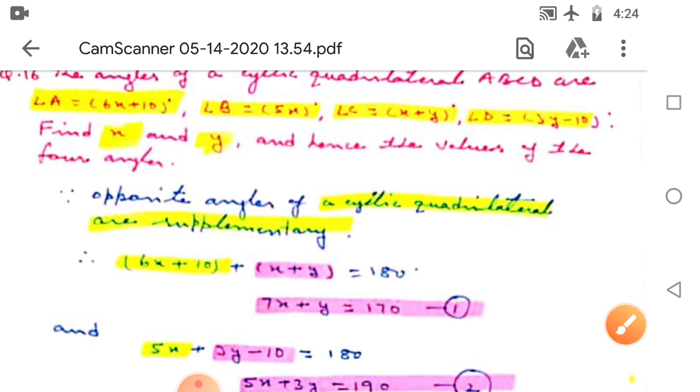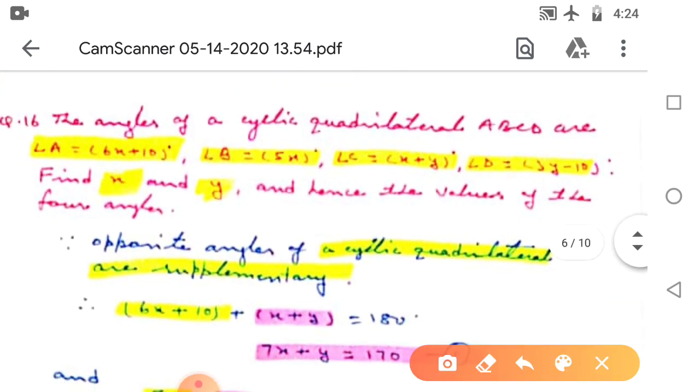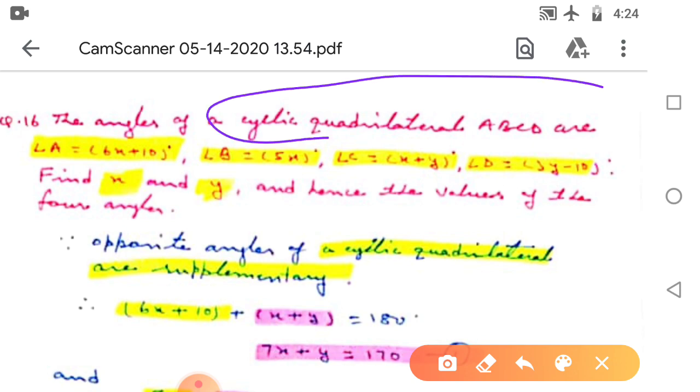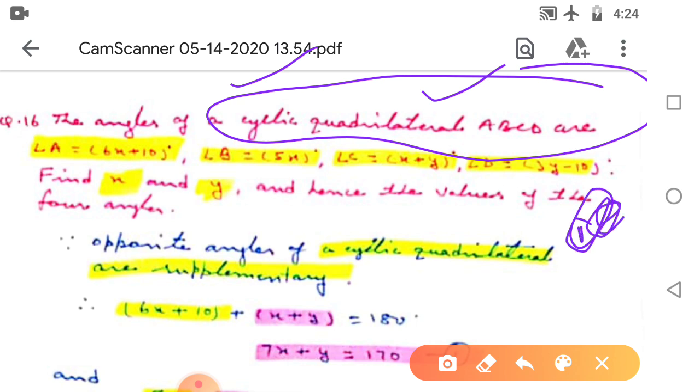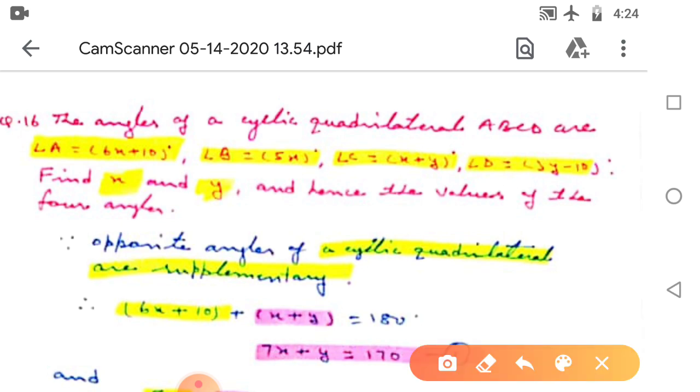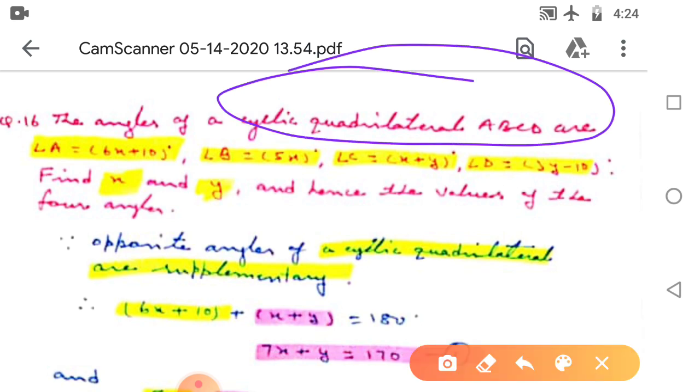Okay, so here the important term is ABCD is a cyclic quadrilateral. In a cyclic quadrilateral, the sum of opposite angles is 180. Opposite angles of a cyclic quadrilateral are supplementary. This is the characteristic of a cyclic quadrilateral. It means the sum of opposite angles of a cyclic quadrilateral is 180.